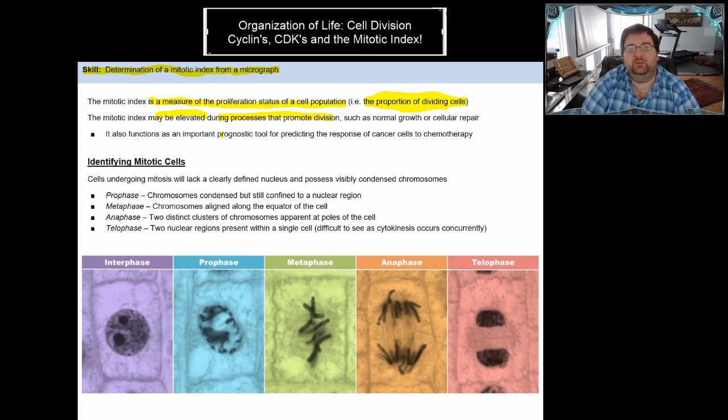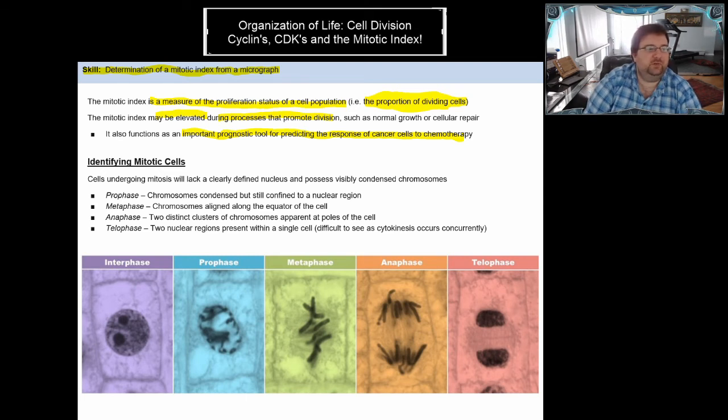You also use this, it's an important prognostic tool for predicting cancer or the response of therapy to cancer cells, right? Because cancer is basically cells that are rapidly dividing and are unchecked, and they're usually mutated cells too, right? So being able to determine the mitotic index is important because we'll know if chemotherapy is working if the mitotic index decreases, right? If we're able to slow down the proliferation of those cells.